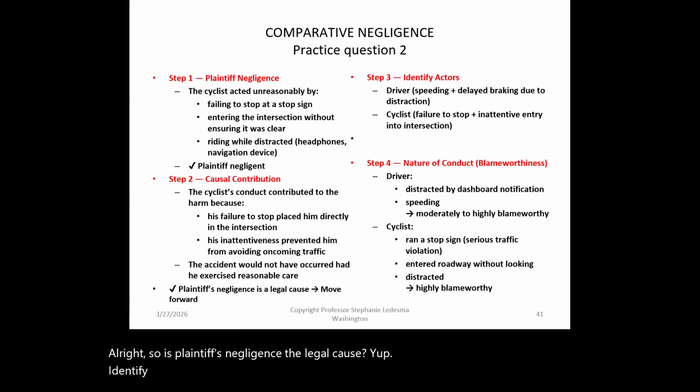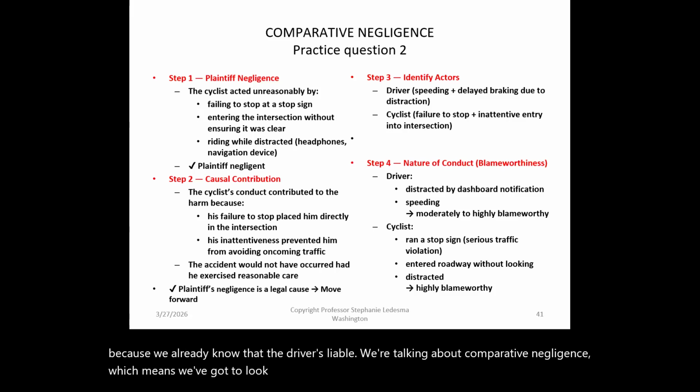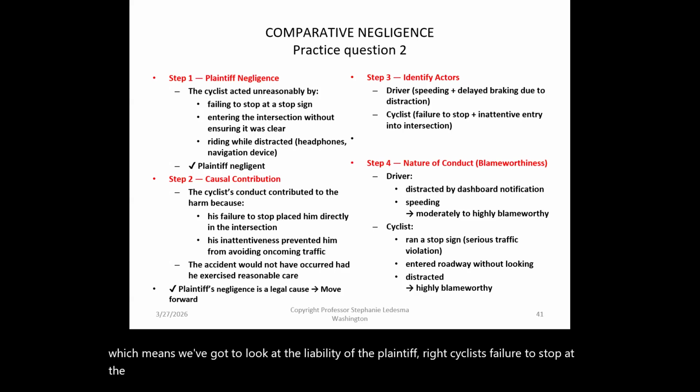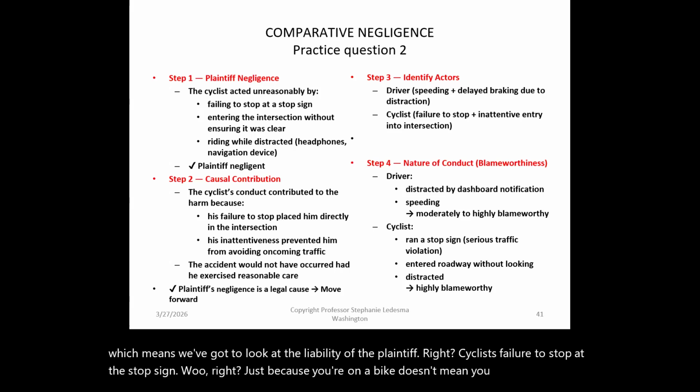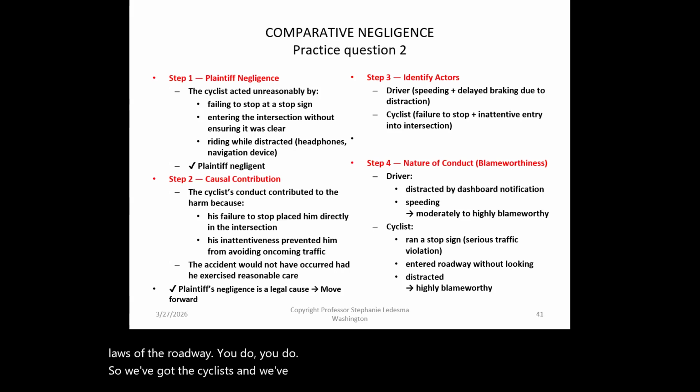Identify the actors. We've got a driver who's speeding. That's the defendant. But we're not really looking at what the driver's doing because we already know that the driver's liable. We're talking about comparative negligence, which means we've got to look at the liability of the plaintiff, right? Cyclist, failure to stop at the stop sign. Just because you're on a bike doesn't mean you don't have to follow the laws of the roadway. You do. So we've got the cyclist and we've got the driver. So I know that between the two of them, I've got to come up with 100%.